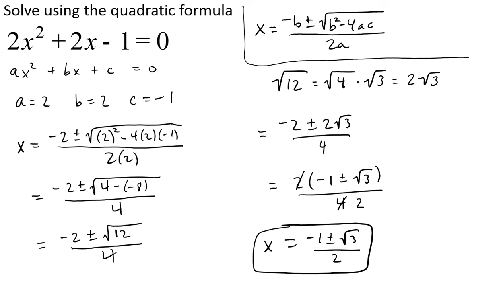Our two solutions are negative 1 plus square root of 3 over 2, and negative 1 minus square root of 3 over 2.